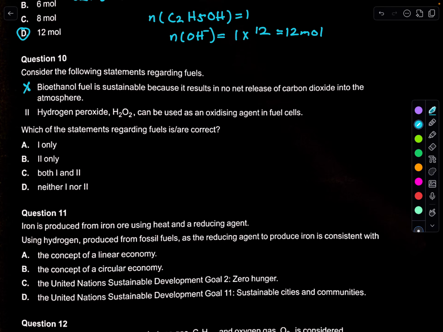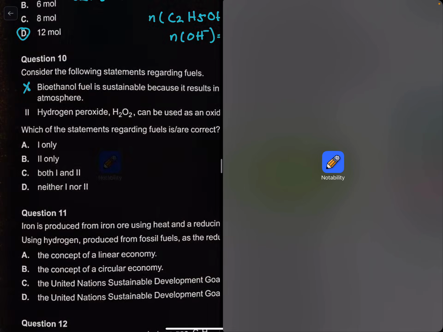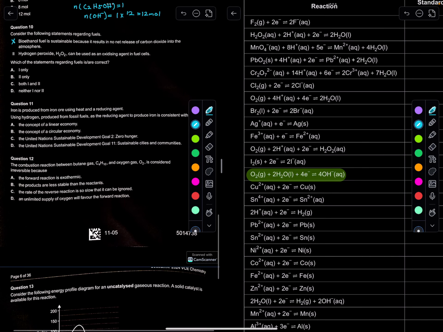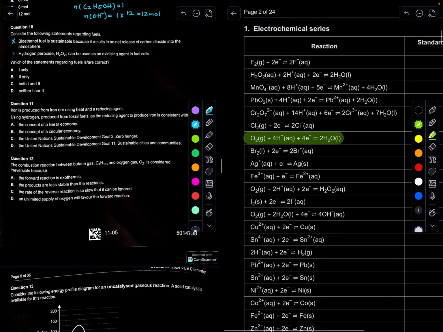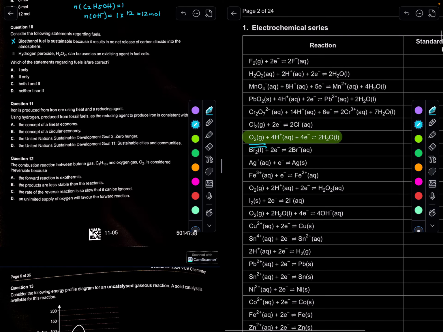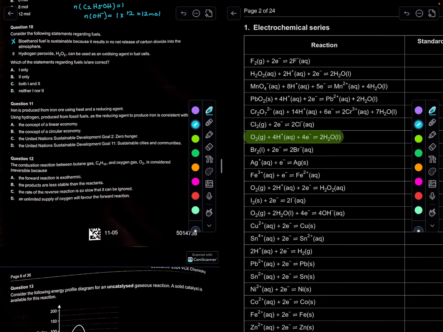Well, let's check that. Normally in fuel cells, the oxidizing agent is the one being reduced, which is normally our oxygen. Normally it's this equation over here. In a normal hydrogen fuel cell, oxygen gas is our oxidizing agent. So they're asking, can hydrogen peroxide be used as an oxidizing agent in a fuel cell? That's true, you can, because look here, it's all the same thing.